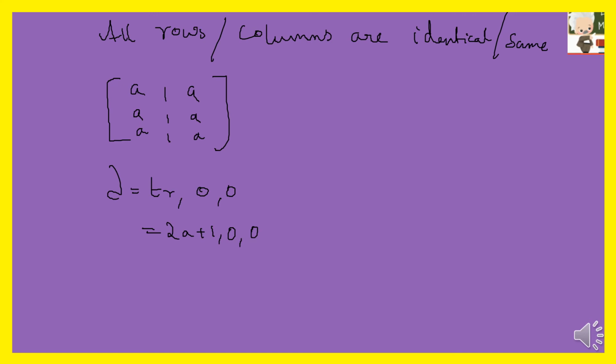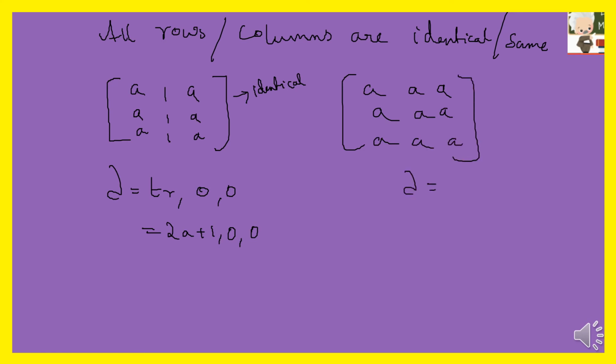Let me give one for same. This is an example for identical. If you are having a same matrix, so let me take A, so here your lambda will be equal to 3a comma 0 comma 0. So your trace comma 0 comma 0. Okay. So this is one example. One trick. Let us see the other.